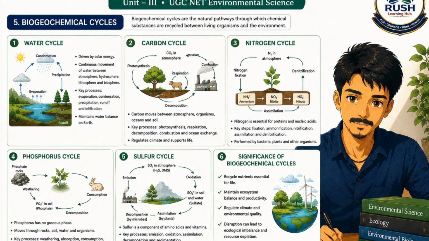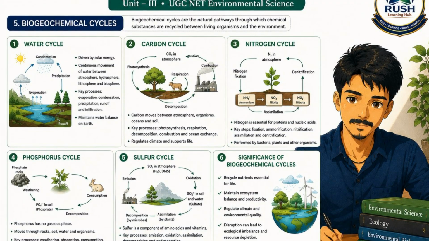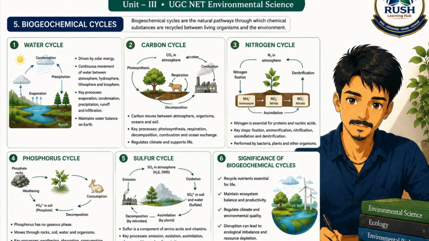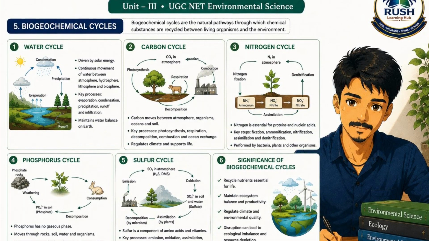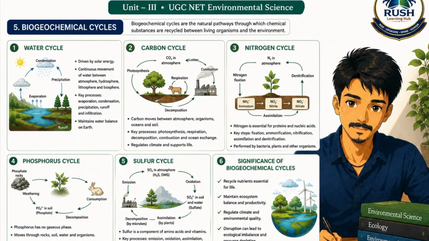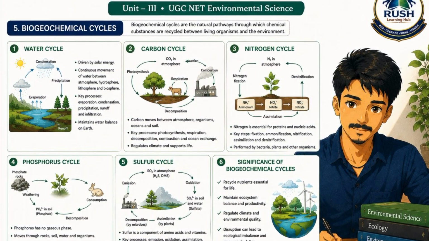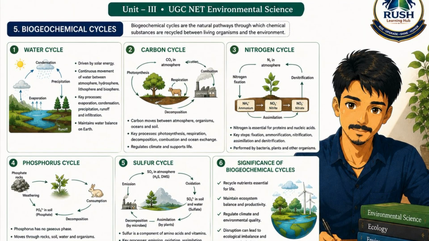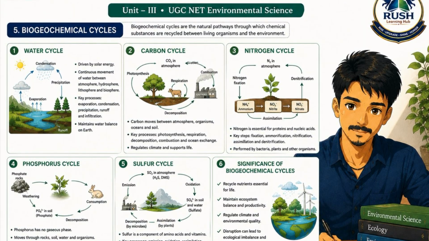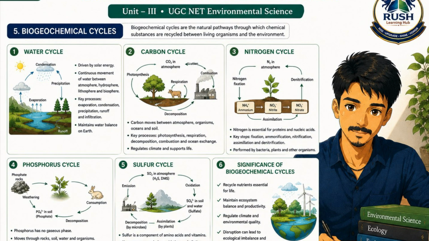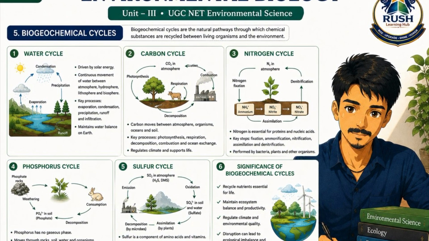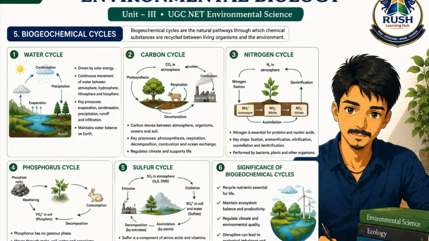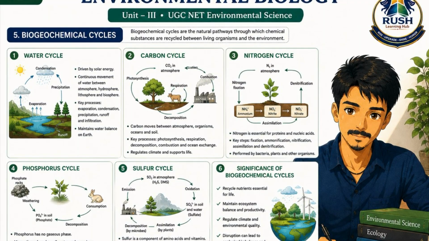The major stages of the nitrogen cycle include nitrogen fixation, ammonification, nitrification, assimilation, and denitrification. Nitrifying bacteria convert ammonia into nitrites and nitrates, whereas denitrifying bacteria convert nitrates back into atmospheric nitrogen. Nitrogen is essential for the synthesis of proteins, nucleic acids, and chlorophyll.